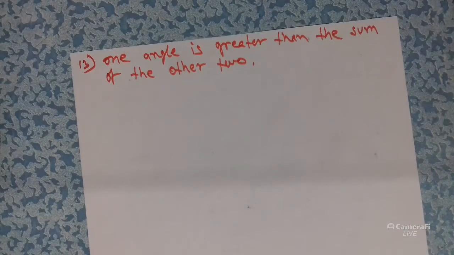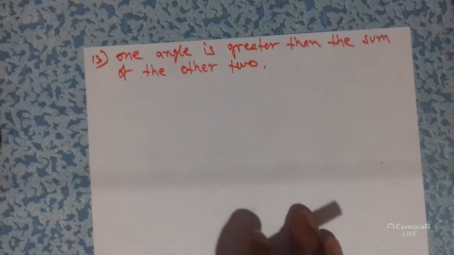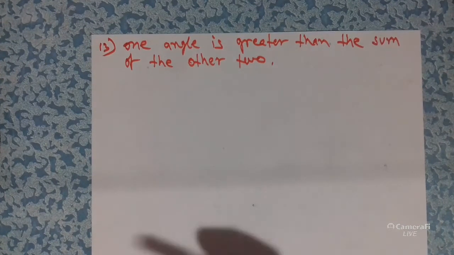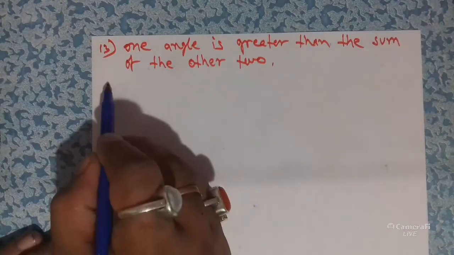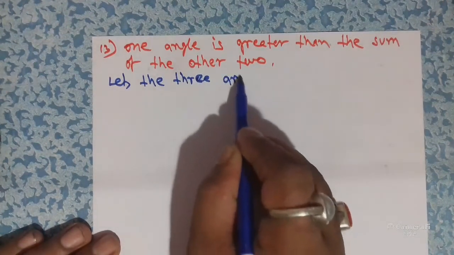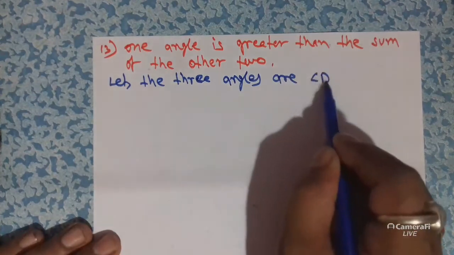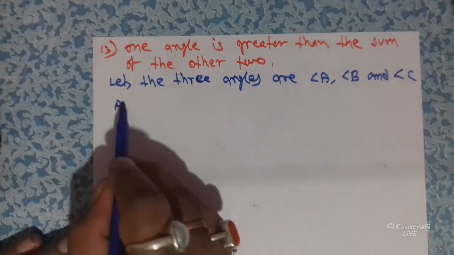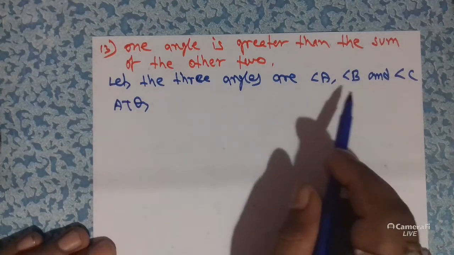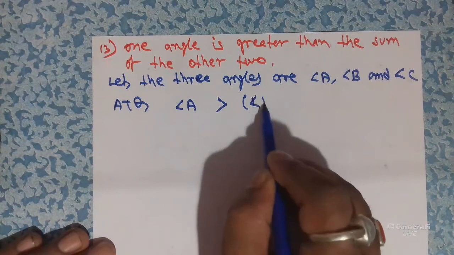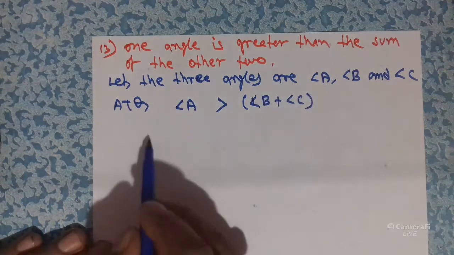So we know that in any triangle, if at least one angle is more than 90 degrees, then it is called an obtuse angle triangle. So here, at first, let the three angles be angle A, angle B and angle C. Now according to the question, one angle is greater than the sum of the other two. So let angle A be greater than the sum of the other two.